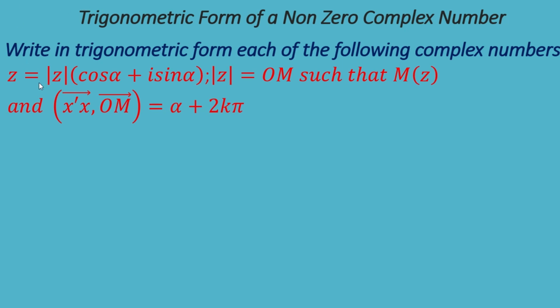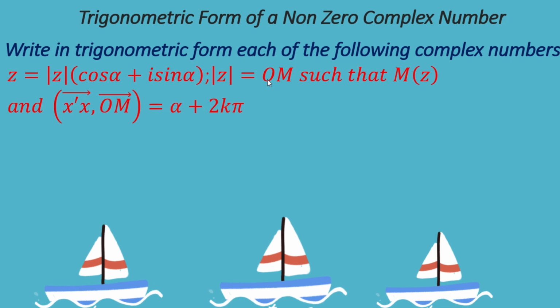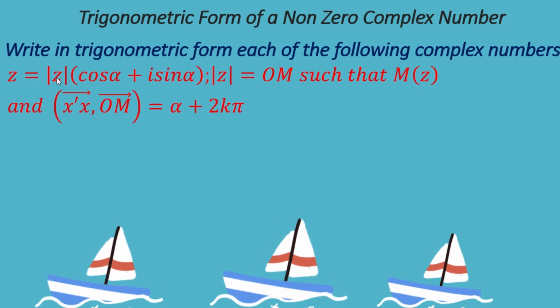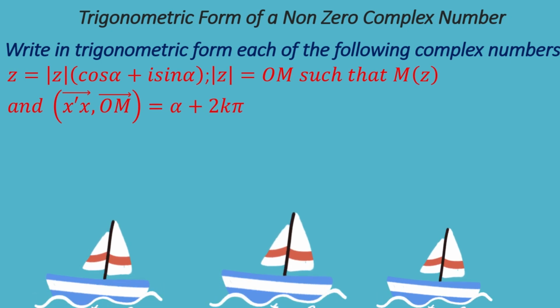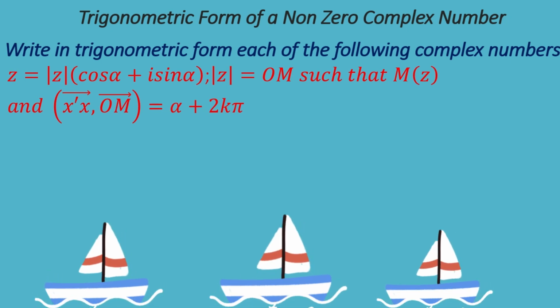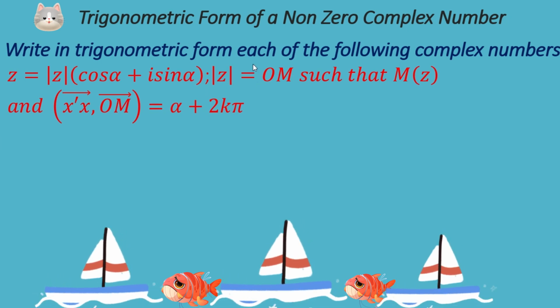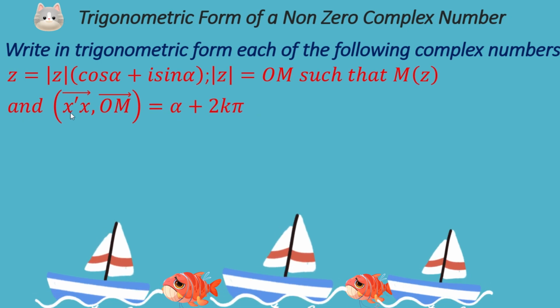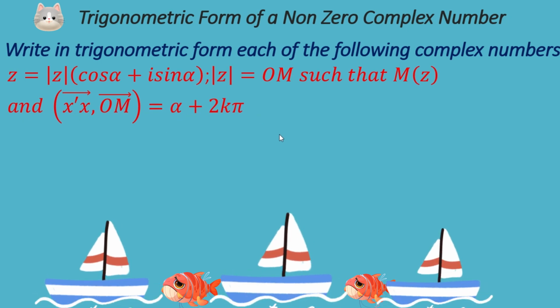Remember that the trigonometric form of a complex number is z equals modulus of z times (cosine alpha plus i sine alpha). Modulus of z is different from 0; it is positive. Modulus of z is the length of OM. And remember that modulus of z equals radical x square plus y square, where x and y are the real and imaginary parts of z. The angle between x prime x and OM is alpha plus 2k pi.